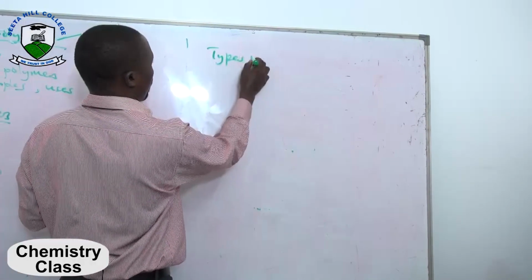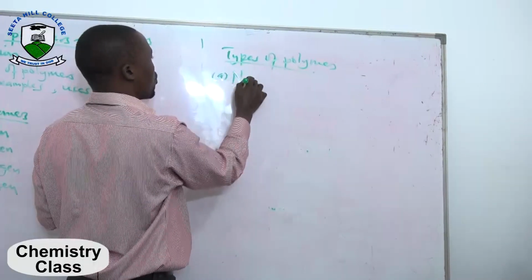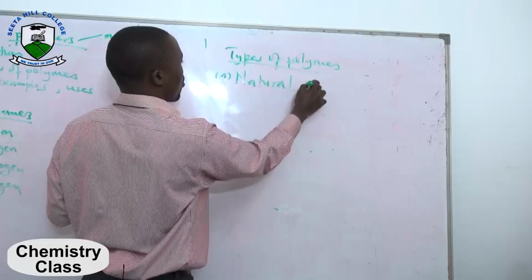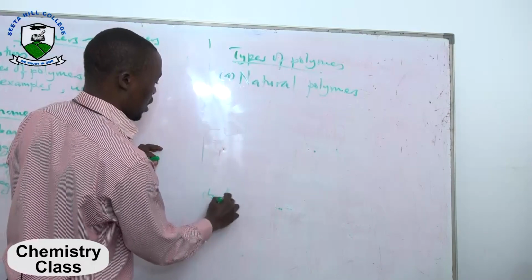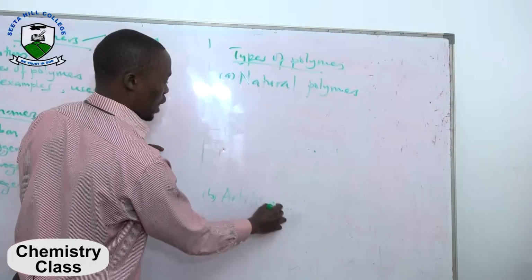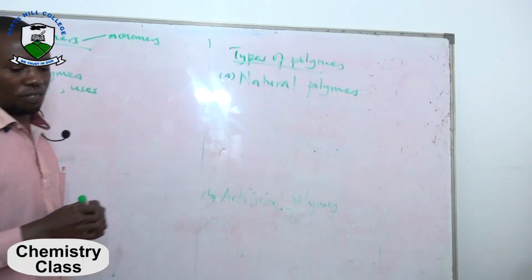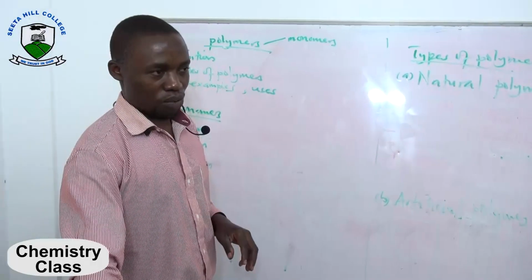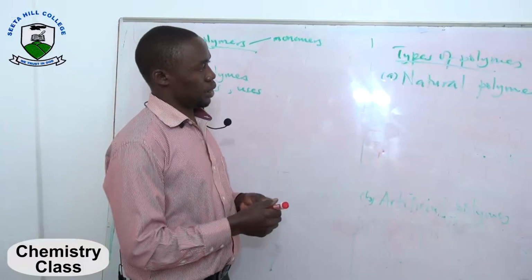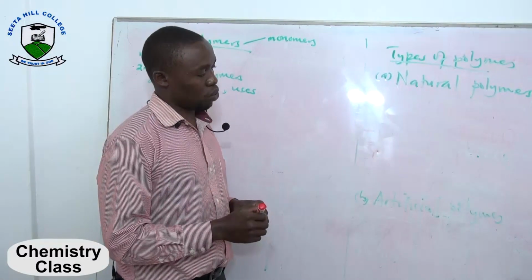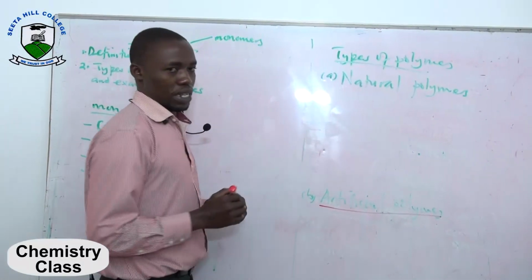Types of polymers. Now we have those that are natural polymers, and we have those that are artificial polymers. Natural polymers and artificial. I will start with artificial polymers, then come back to natural later.